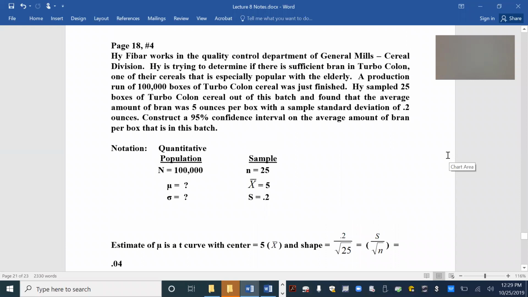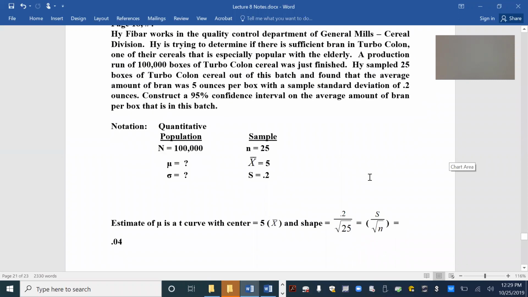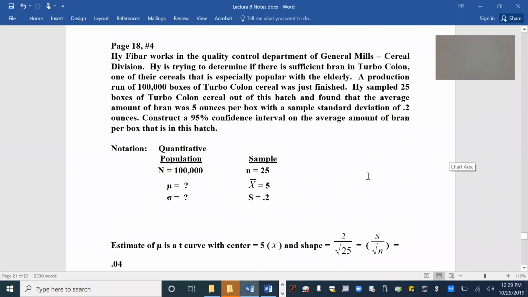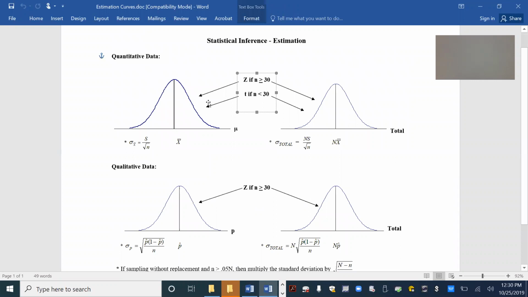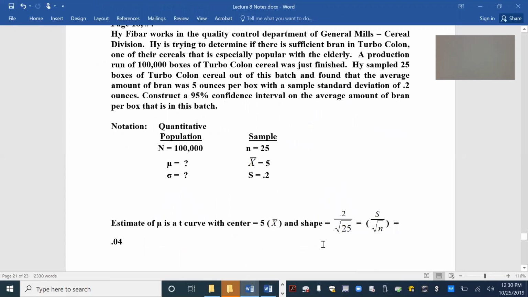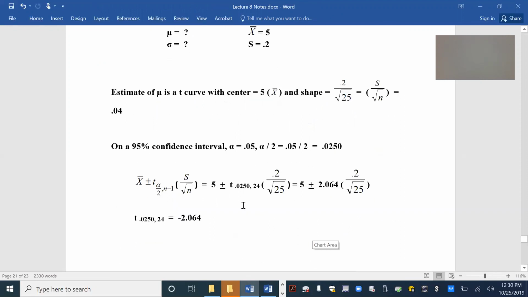All right, let's finish her off. So I need to do a 95% confidence interval. Normally that would just be plus or minus 2 steps. But unfortunately we did not sample up to a full 30, so it's going to be really close to plus or minus 2 steps. My uncertainty is a T-curve centered at our sample mean. Our sample mean is 5. Our step size is 0.2 over the square root of 25, or 0.04.